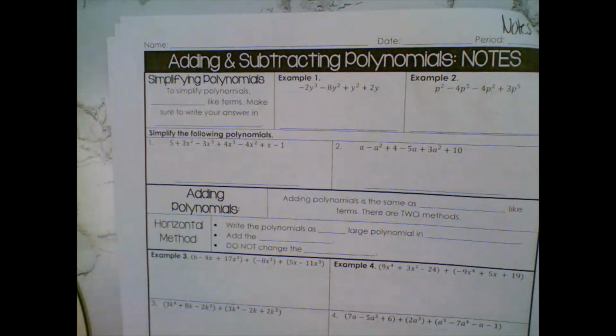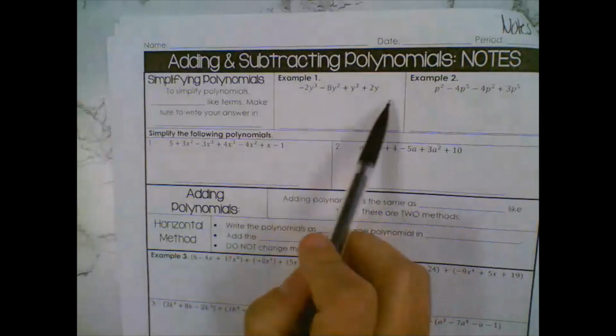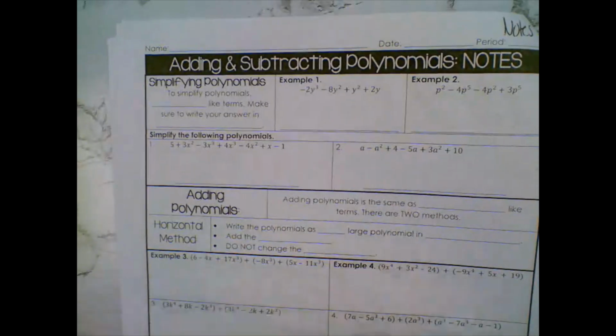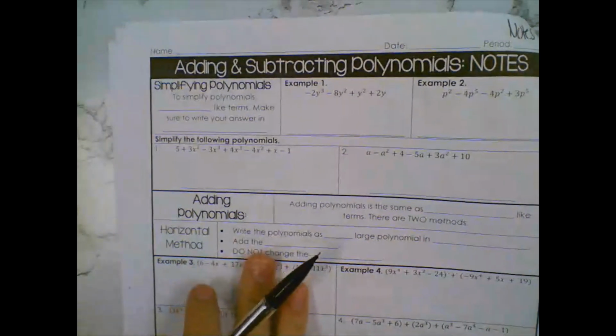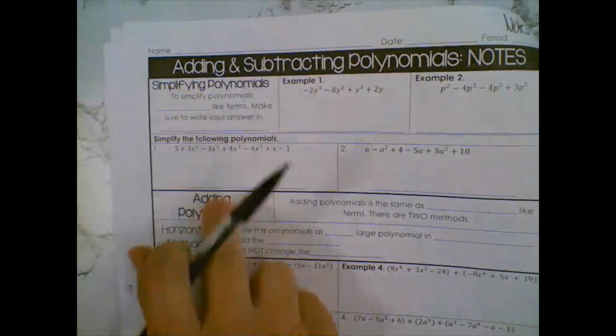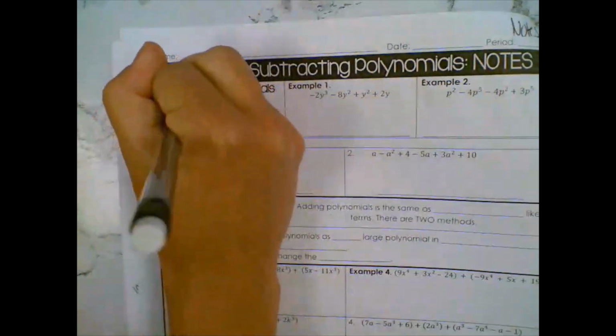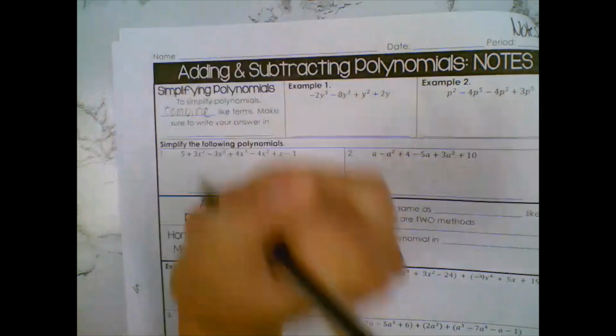Going to talk about adding and subtracting polynomials. So adding and subtracting polynomials sounds a little bit more intense than it actually is. All of this is combining like terms. So we're going to revisit what combining like terms means, and then we'll look at it in an adding and subtracting form. So in order to simplify polynomials, we combine like terms.